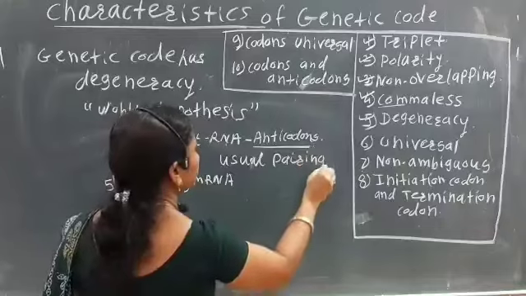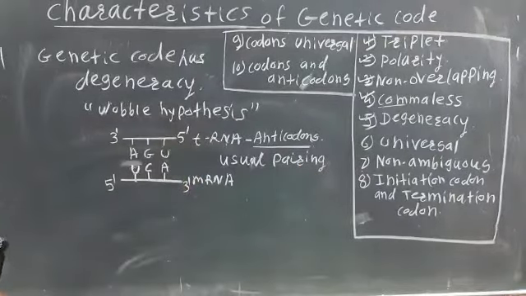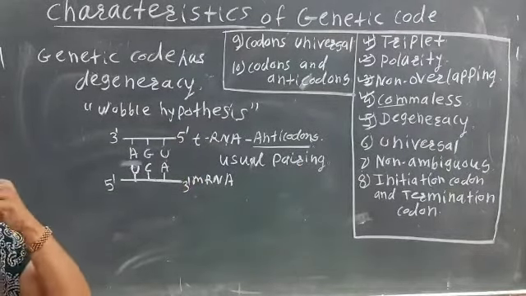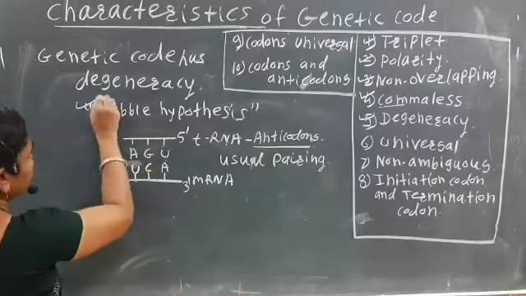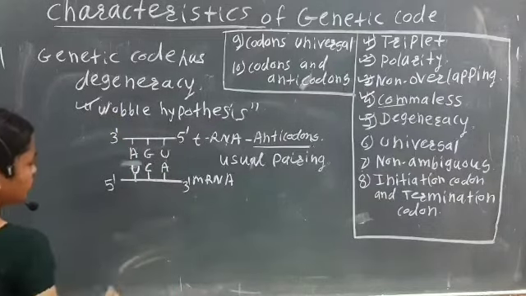This pairing is the usual pairing. So here next, according to the Wobble hypothesis, between the codon and anticodon there is unusual pairing. म्हणजे जर Wobble hypothesis नुसार बघितलं तर इथं unusual pairing येईल.